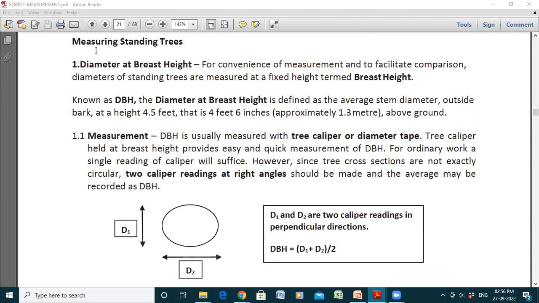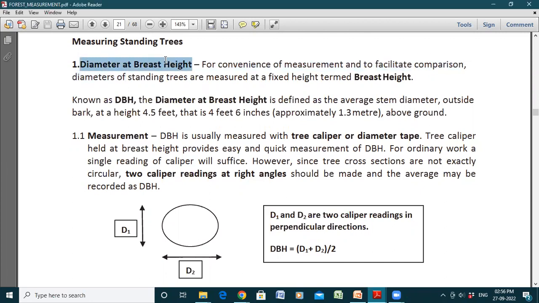Tree is not being cut now. It is at its position. It is in the standing condition. So, measuring standing trees, we will discuss some important parts like diameter at breast height. For convenience of measurement and to facilitate comparison, diameters of standing trees are measured at a fixed height termed as breast height.